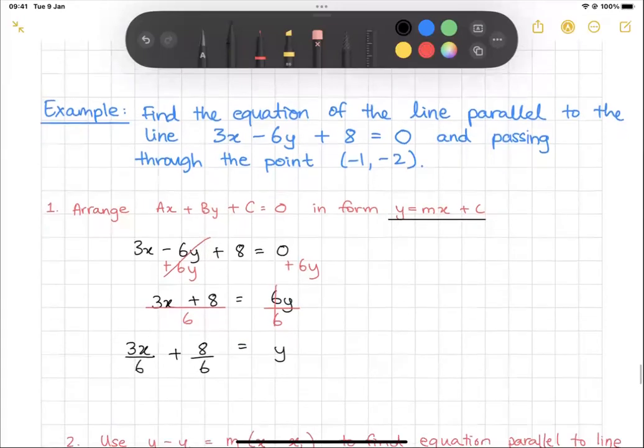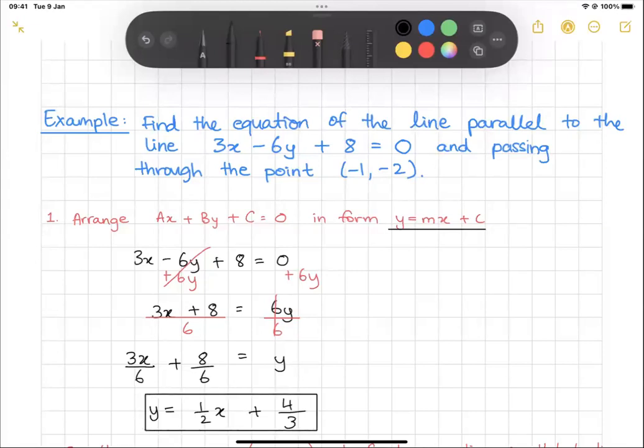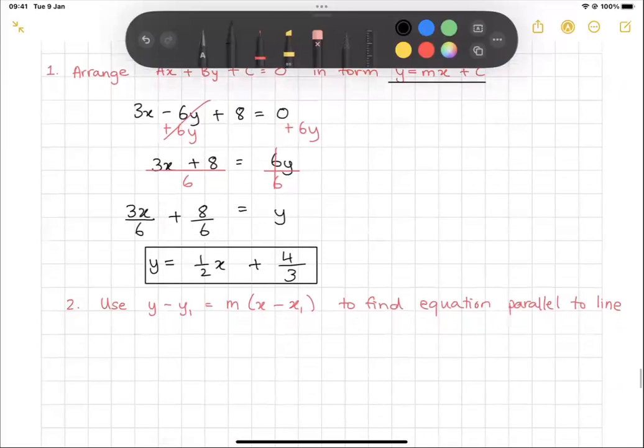Now, looking at this one here, I think I can simplify it to make it look nice. It'll be y equals 1 over 2, or half x, plus 4 over 3. So I have changed the form into y equals half x plus 4 over 3. Okay, that is me arranging that equation into the gradient intercept form.